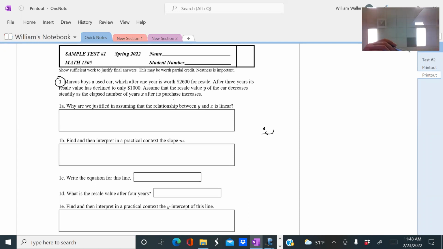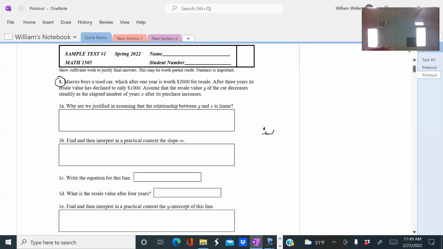Other types of functions will not have that property. Once we know that Y and X are linear, we can write down a formula relating Y and X, because we know what that formula is going to look like. It's like a formula for a straight line, and then we can answer all sorts of questions about the relationship between Y and X. So we're justified because the resale value is decreasing at a steady rate as the elapsed number increases. That's what we're looking for in the answer to that first question.